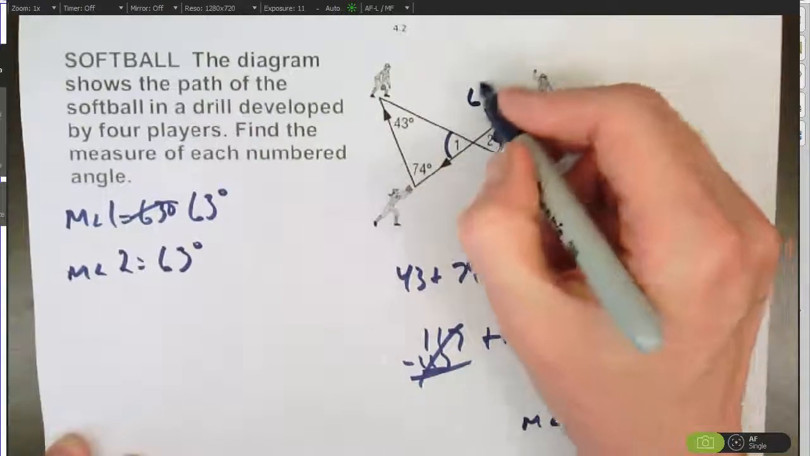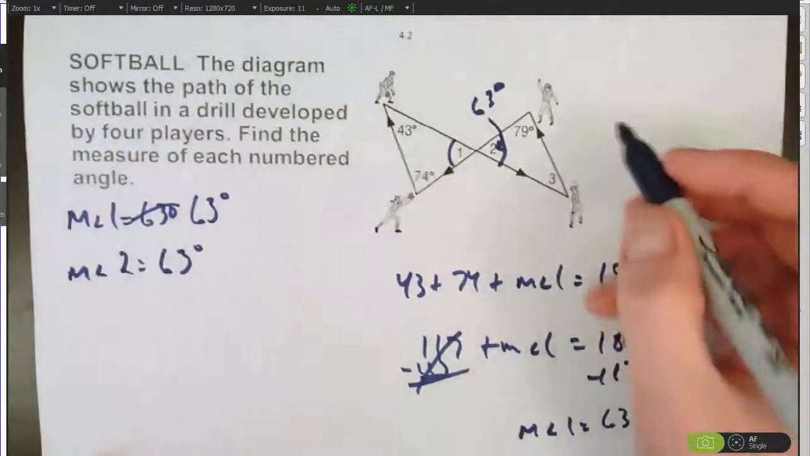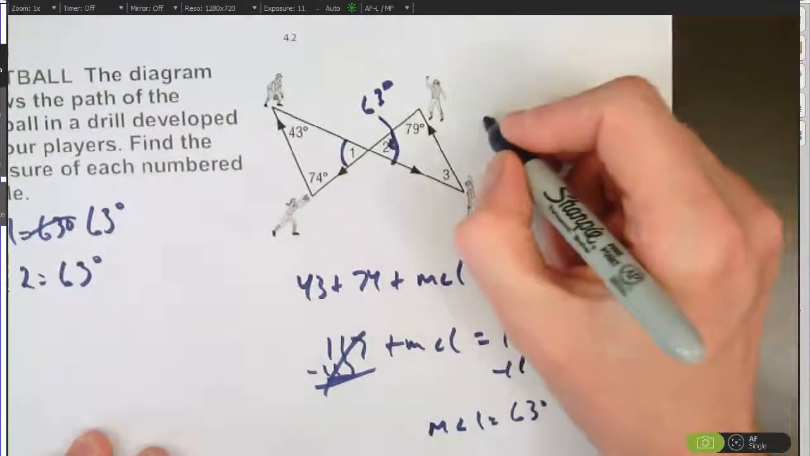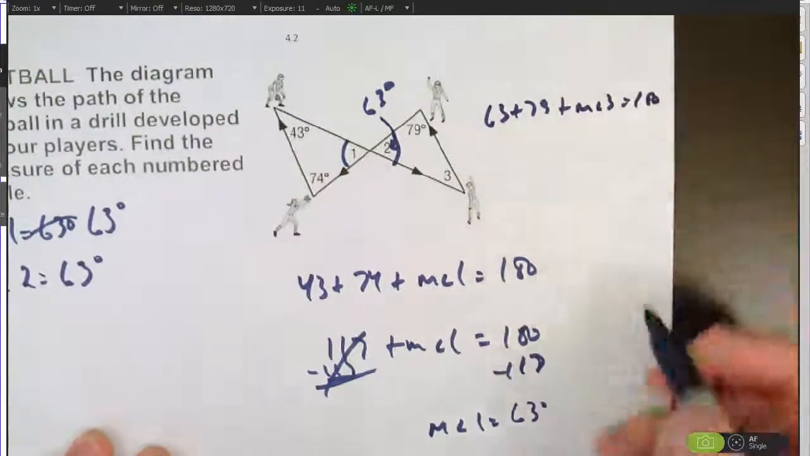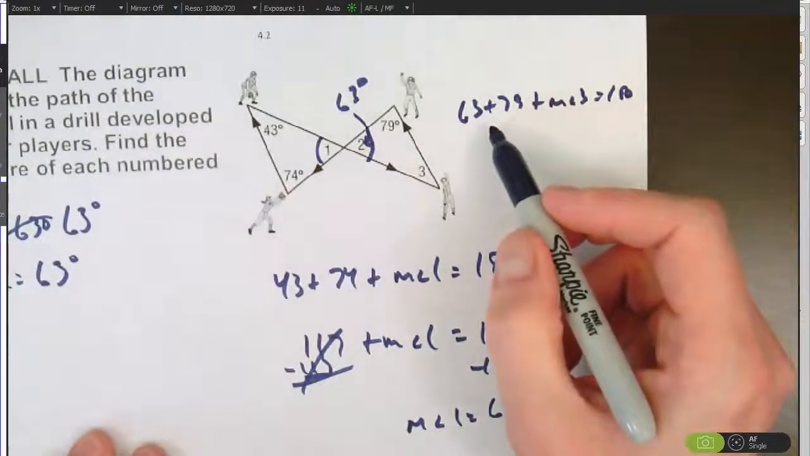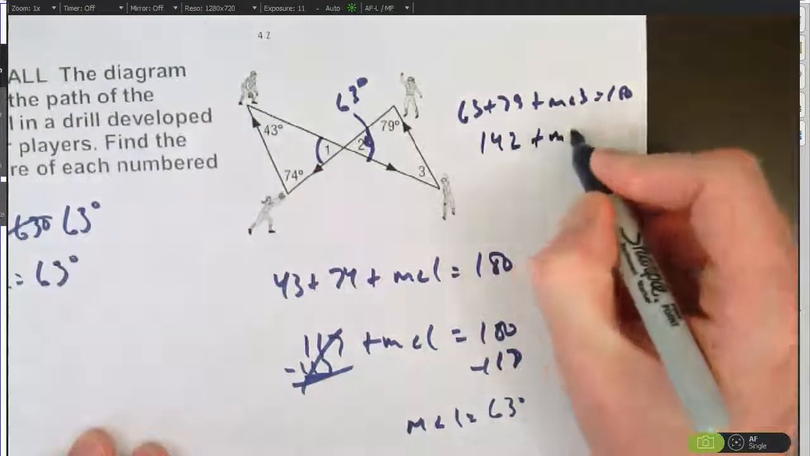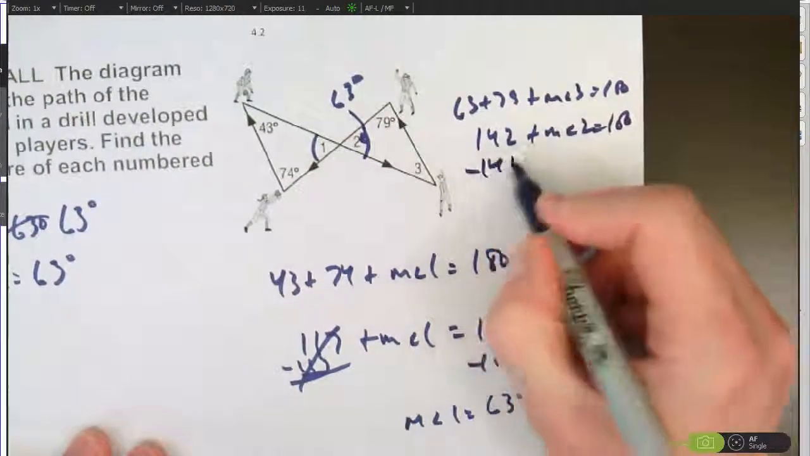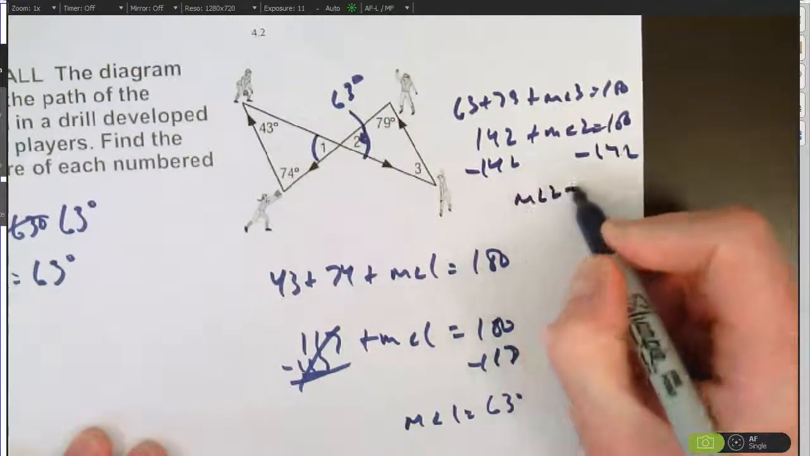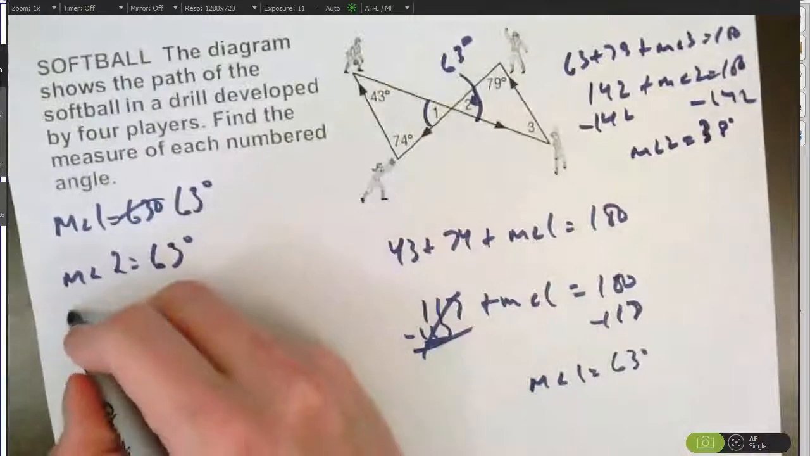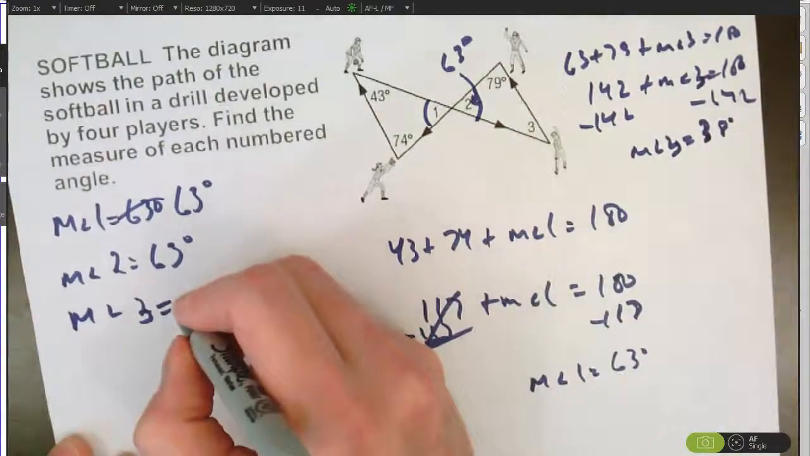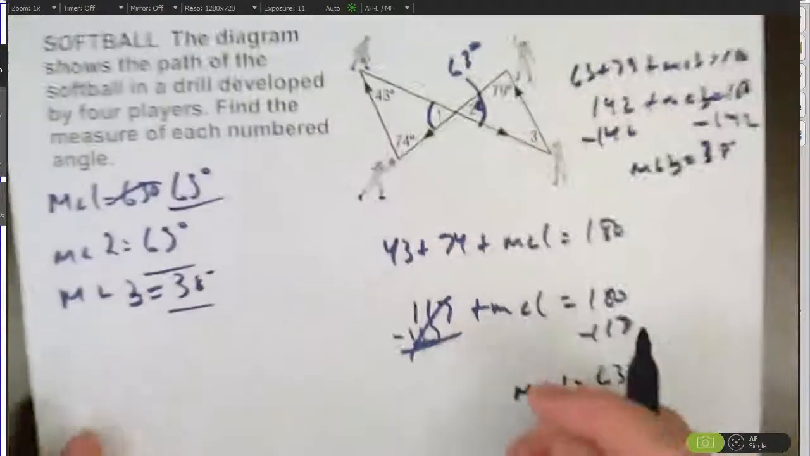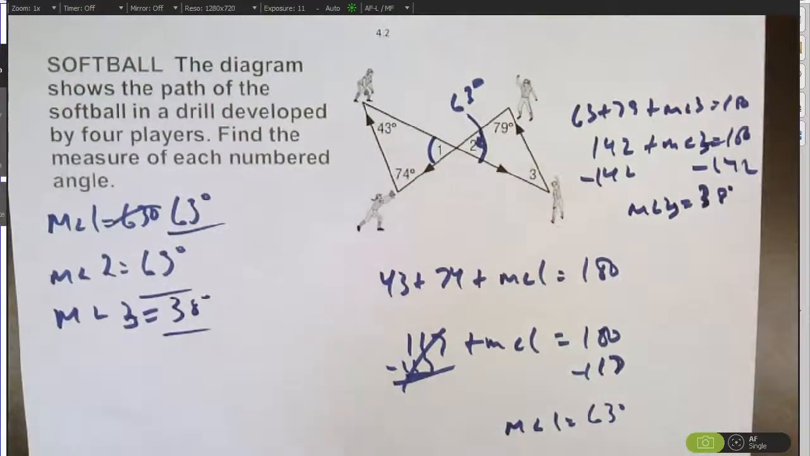Then doing the same thing for this one, I can say angle 2 plus 79, so 63 plus 79, plus the measure of angle 3 has to be 180. So 63 plus 79 is 142. Subtract off 142. That gives us the measure of angle 3, sorry, not angle 2, I kept putting 2 there. The measure of angle 3 is 38 degrees. Okay, next problem.